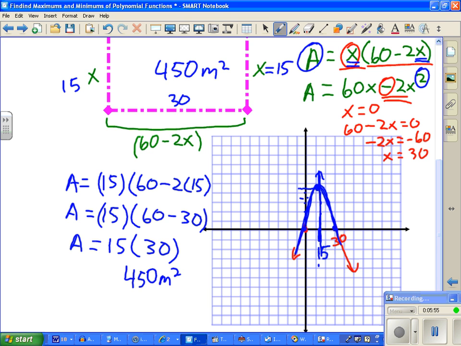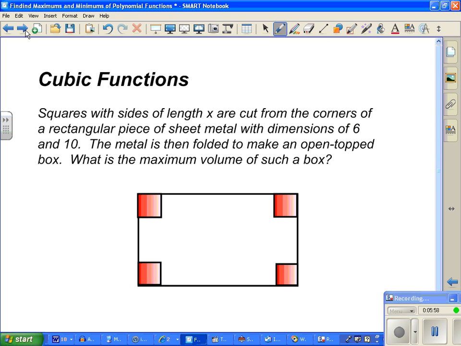Okay, all right, let's take a look at the next one. Cubic functions. Squares with sides of length x are cut from corners of a rectangular piece of sheet metal with dimensions of 6 and 10. The metal is then folded to make an open-topped box. What is the maximum volume of such a box?